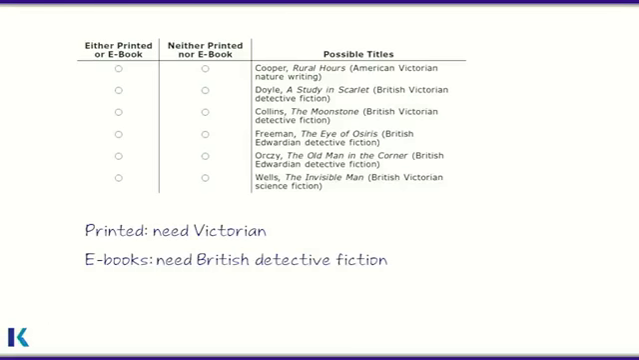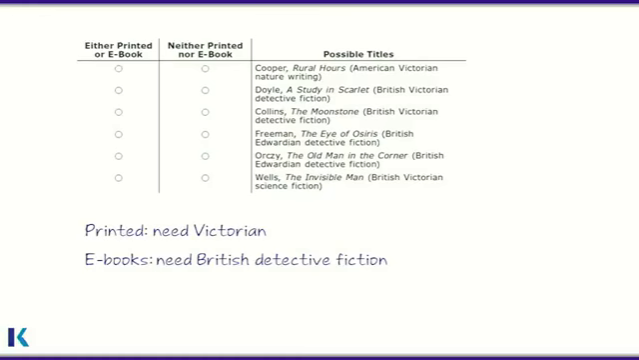A book permissible for either list must have all the qualities that the rules for both lists require. The title that could be true for either list, therefore, must be a work of British Victorian detective fiction. There are 2 such books available among the answer choices, those by Doyle and Collins.